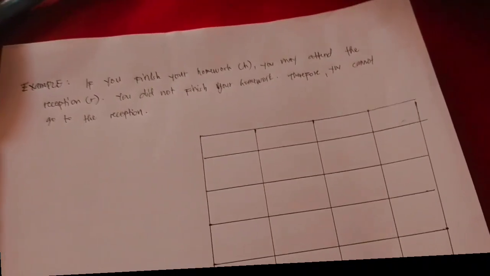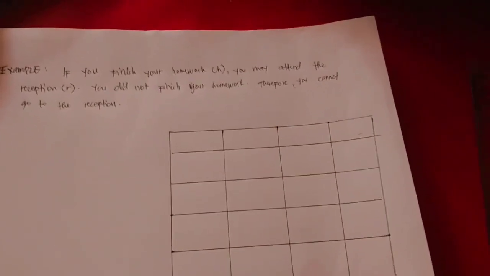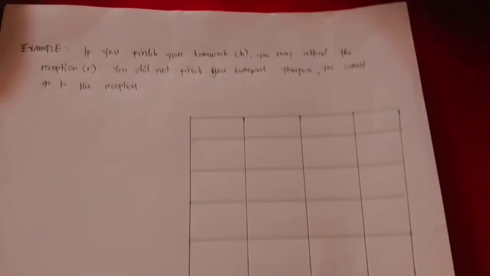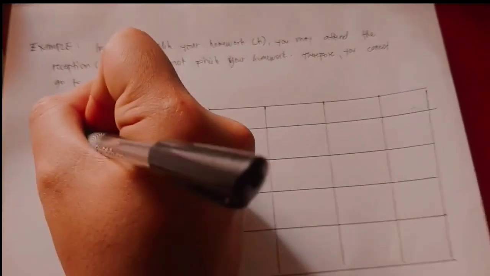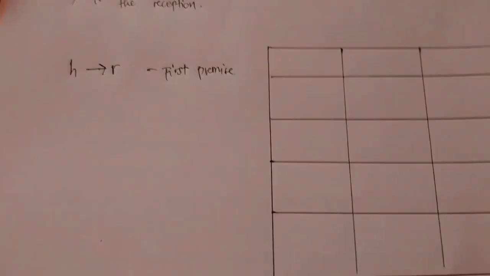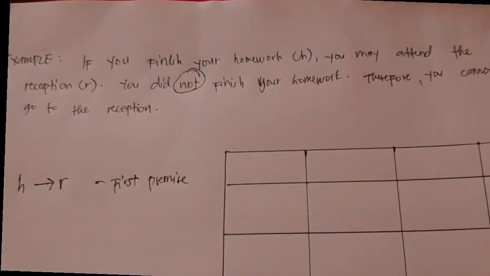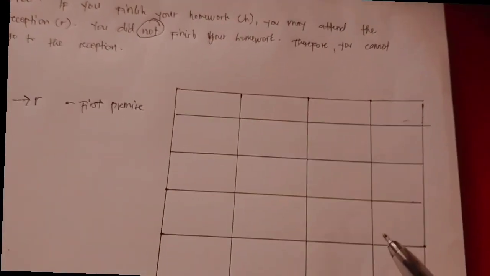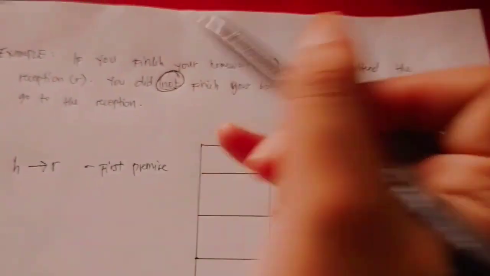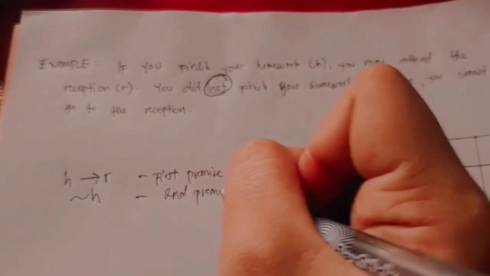So, first to do is to translate the statement to symbolic form. The first statement is if you finish your homework H, you may attend the reception R. So this is an if-then statement and will use the connective like this symbol. So this is the first premise. The next statement is the second premise, which is you did not finish your homework. However, the second statement says you did not, and it looks like this. This is the second premise.